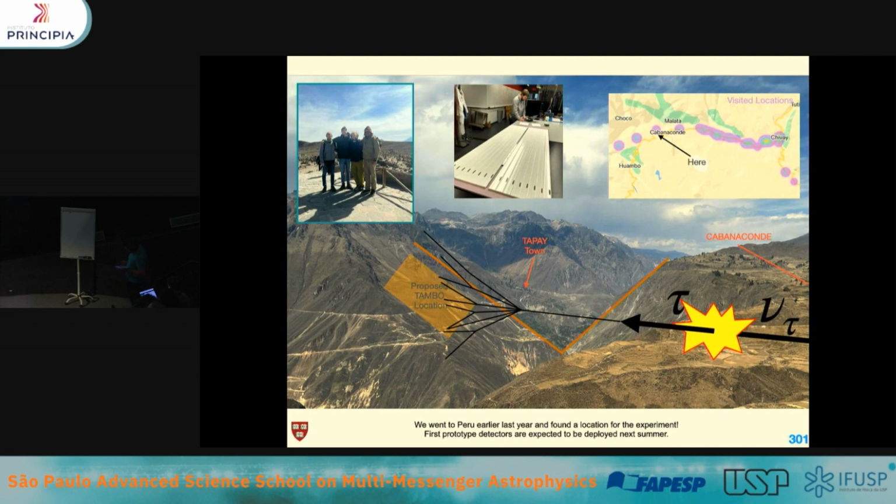And so here is what we were actually doing last year: looking for a place to put this. This is near a town called Tapay and a village called Cabanaconde in the Colca Valley. This image doesn't do justice to this valley. It is actually several kilometers deep. And this is where we want to put our prototype detector, some of which are going to be plastic scintillator panels, which we are building in my lab at Harvard. My hope was to deploy it this summer, but we are delayed, so maybe we'll do it in the winter.